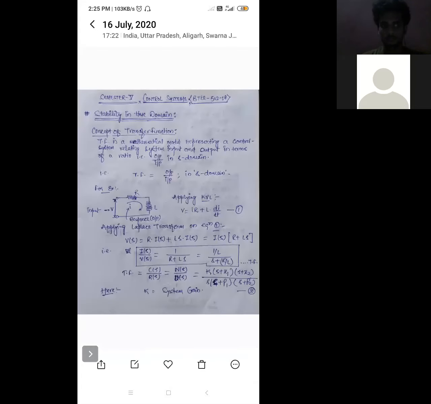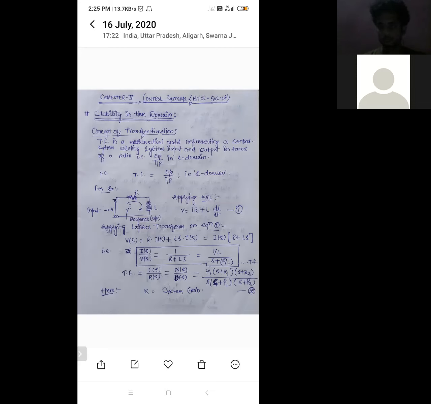So here on screen, we can see the topic, that is stability in time domain. So stability of the system, we can check in two domains, basically in time domain or in frequency domain, right? So today we are more concerned with the time domain stability check. So first, for the stability check, there are some parameters which we should know in respect of stability analysis.